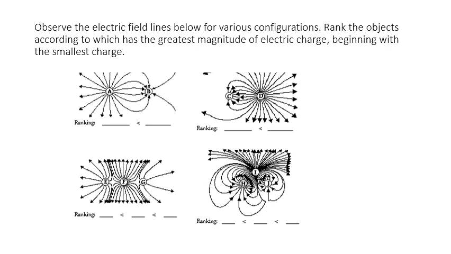Now I'm giving you one task. Observe these electric fields below for various configurations. In the first, A and B are given, then in the second C and D are given, then E, F, G are given, and H, I, J are given. Rank the objects according to which has the greatest magnitude of electric charge, which is higher, which is lower. Also give the idea which is positive and which is not. This is your exercise. Do this.